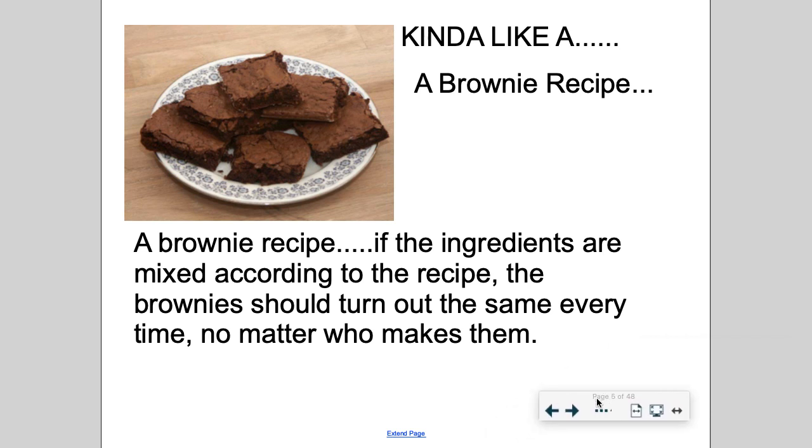You read the brownie recipe. If the ingredients are mixed according to the recipe, the brownies should turn out the same every time, no matter who makes them. Now we know that's not always the case because some people are just really bad in the kitchen. But theoretically, in theory, if you follow the recipe and do exactly what it says, your brownies should come out the way that they should.